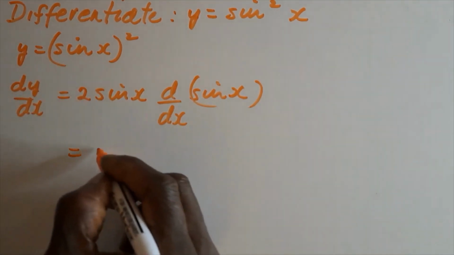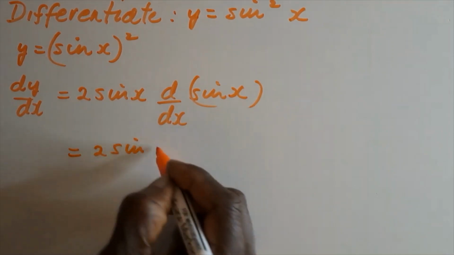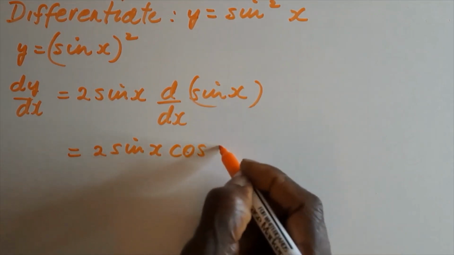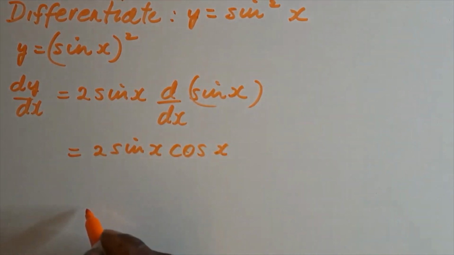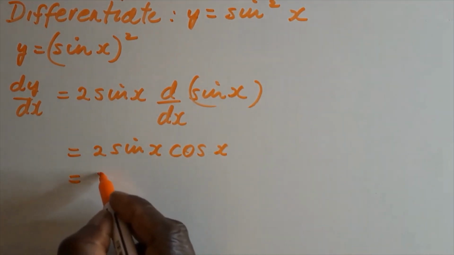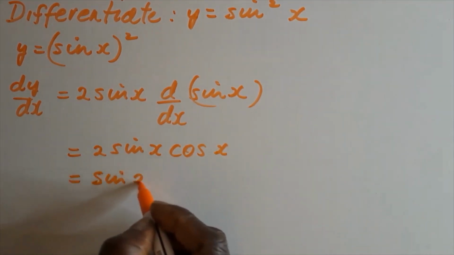And this now is equal to 2 sine x cosine x. Incidentally, this can be written as sine 2x.